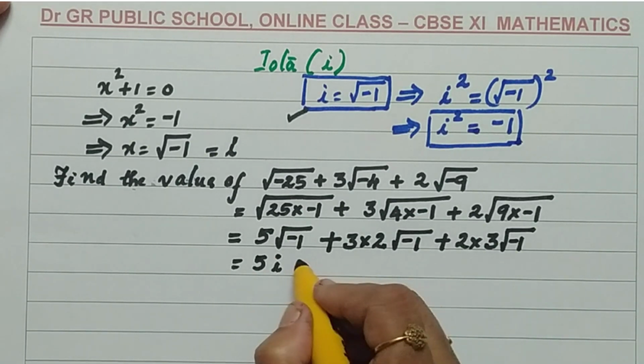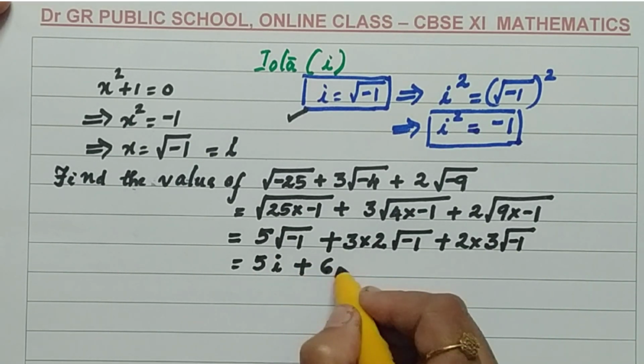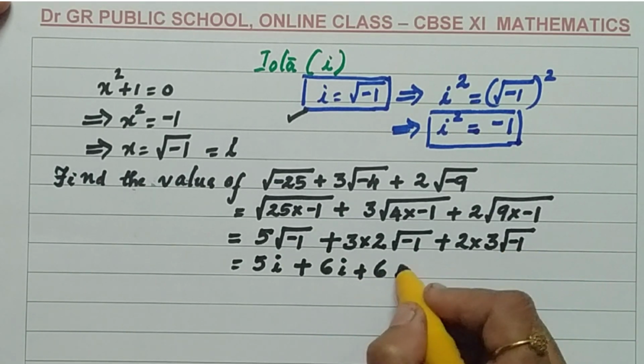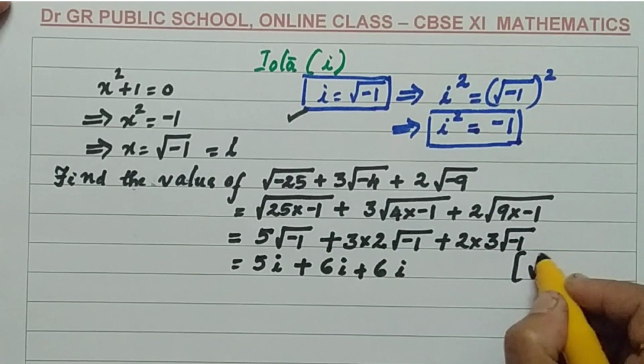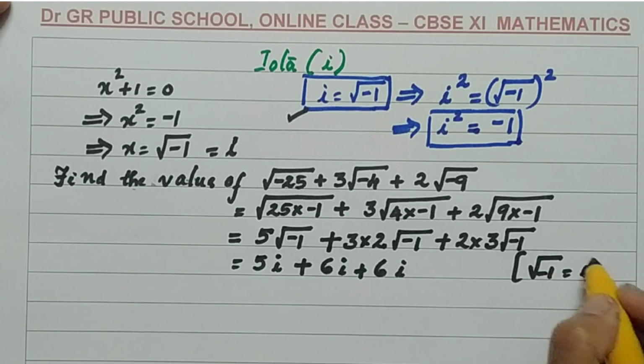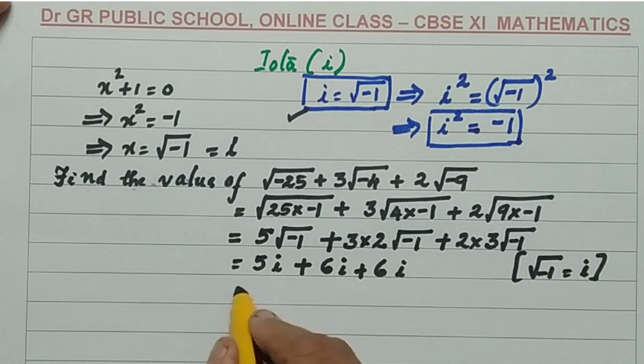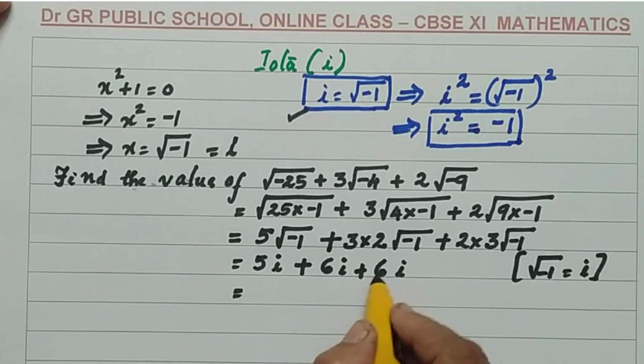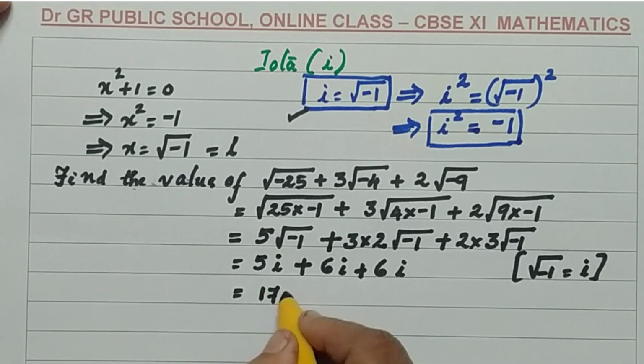So it becomes 5i plus 6i plus 3 into 2, 6, again root of minus 1 is i. The reason is that root of minus 1 can be replaced with the iota i. You can add up all these imaginary numbers. 5 plus 6 is 11, 11 plus 6 is 17. 17i is the answer.